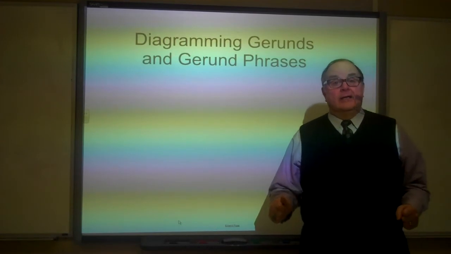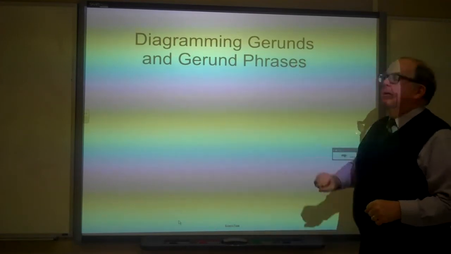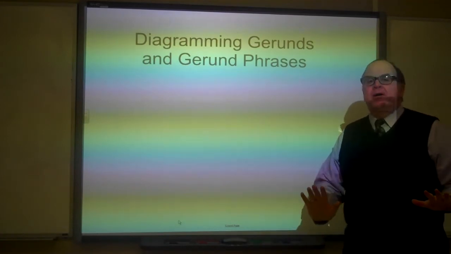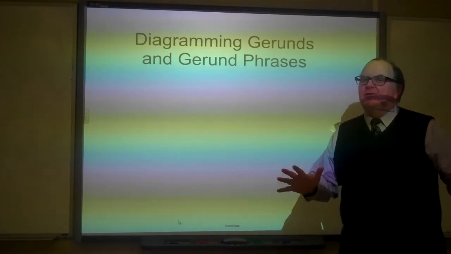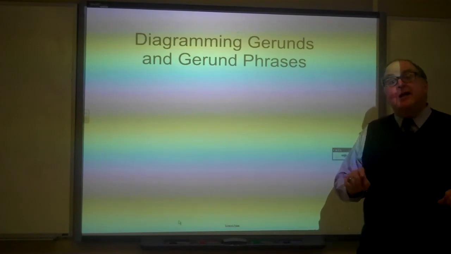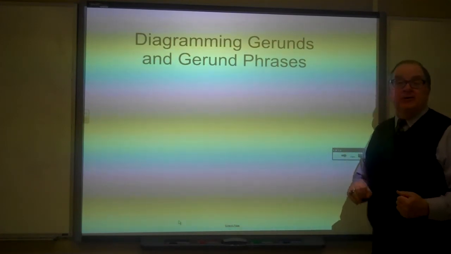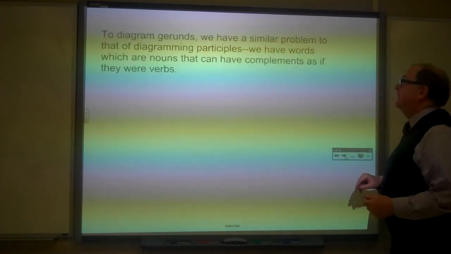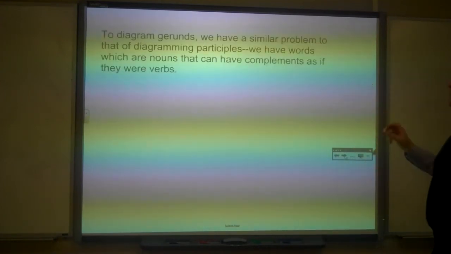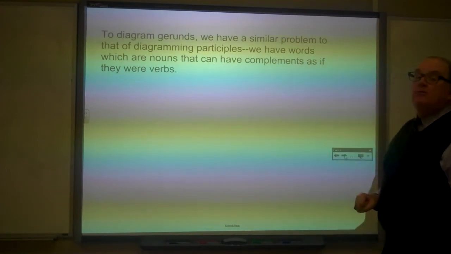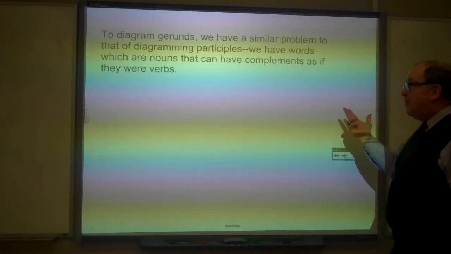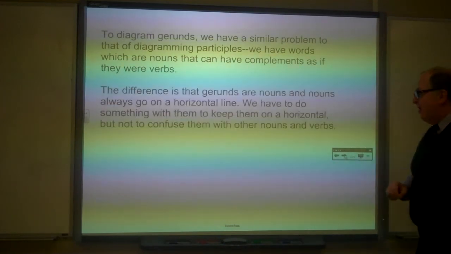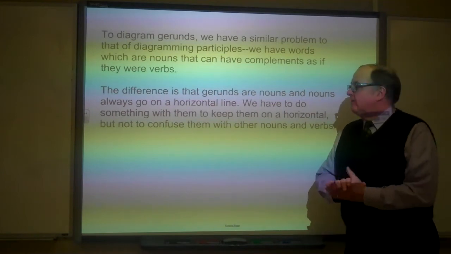Now I have a short lesson about diagramming gerunds and gerund phrases. If you saw the pattern for participles, gerunds follow a similar pattern, but not identical. Gerunds are nouns after all, and we do diagram nouns differently from the way we diagram adjectives. To diagram gerunds, we have a similar problem to that of diagramming participles. We have words which are nouns that can have complements as if they were verbs. The difference is that gerunds are nouns, and nouns always go on a horizontal line.